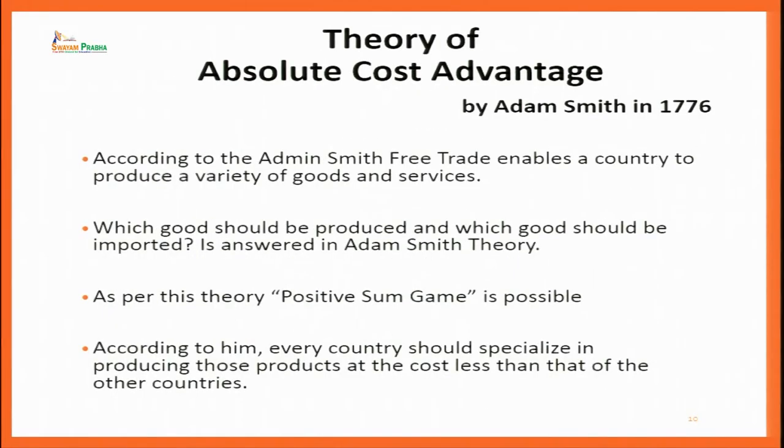Now let's look at the next theory of absolute cost advantage, which was given by Adam Smith in 1776, and what he stated is that you should find out the absolute advantage in the goods and services you are in. Say for example, you are good in the production of X product and you are also producing some Y product, then discard the production of the Y product for the sake of producing the X product in the market because you have an absolute advantage in it, right?